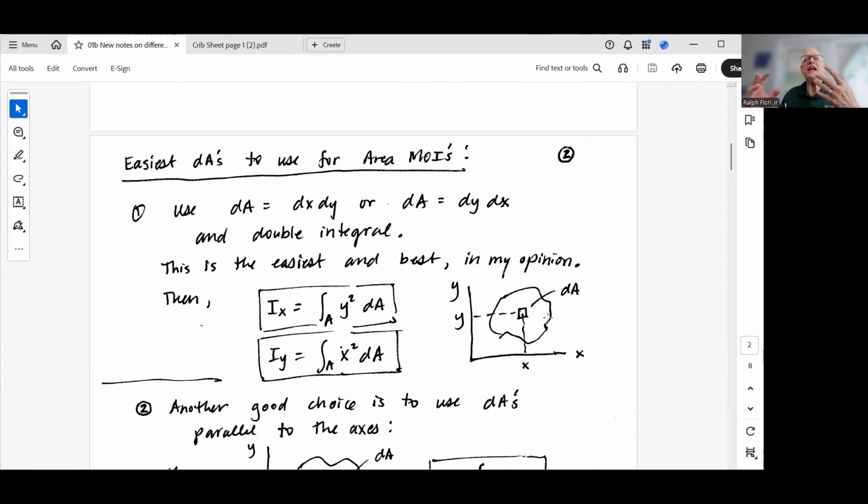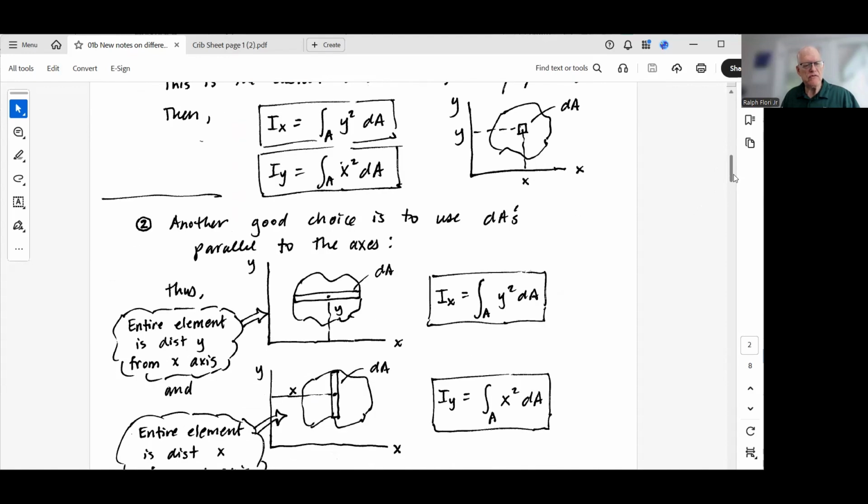So what dAs can you use? As long as you use the right ones, they're relatively easy. In my opinion, the easiest dA to use for area moments of inertia by integration is a dx dy or a dy dx dA, and then just use a double integral. If you do it that way, then Ix is always y squared dA, Iy is always x squared dA, and everything's straightforward.